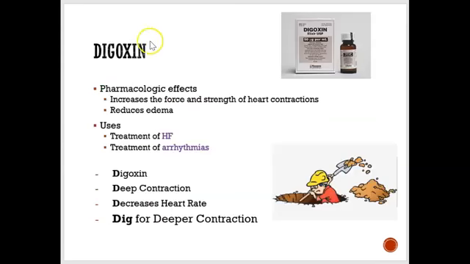So one medication the doctor could give me is digoxin. What digoxin does is it treats heart failure and it treats arrhythmia. Arrhythmia means abnormal heartbeats, and we'll look at that later on. Digoxin allows for deep contraction. If your heart isn't contracting the way it should, it helps it contract more. And if your heart is pumping way too fast, it'll decrease the heart rate. So see D for digoxin, D for deep contraction, D for decreases heart rate.